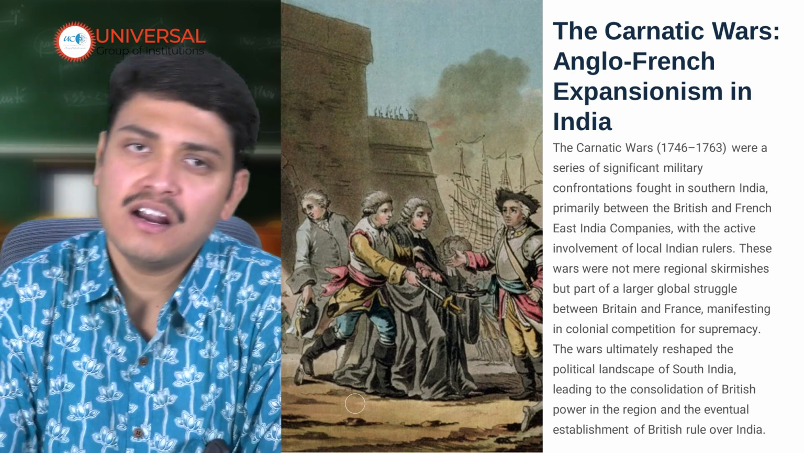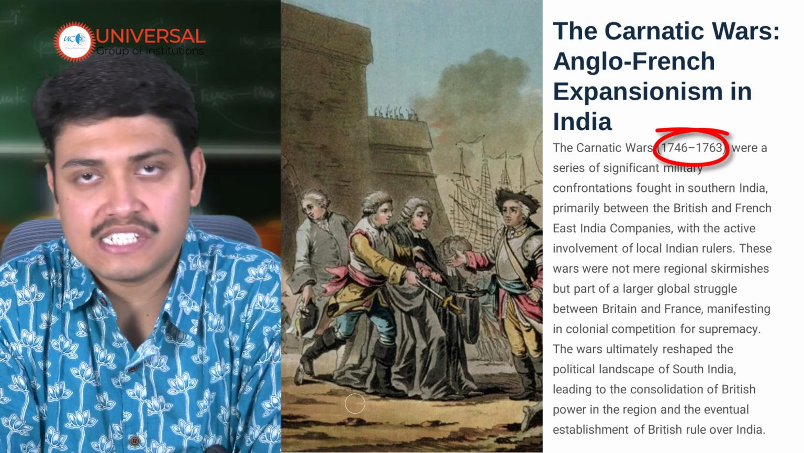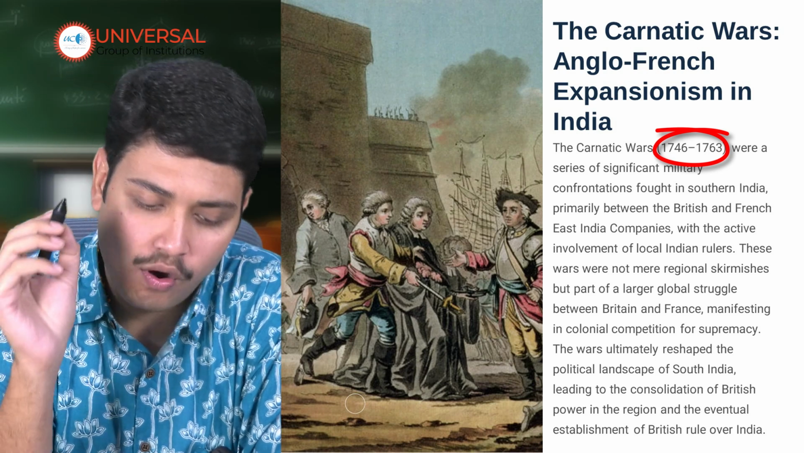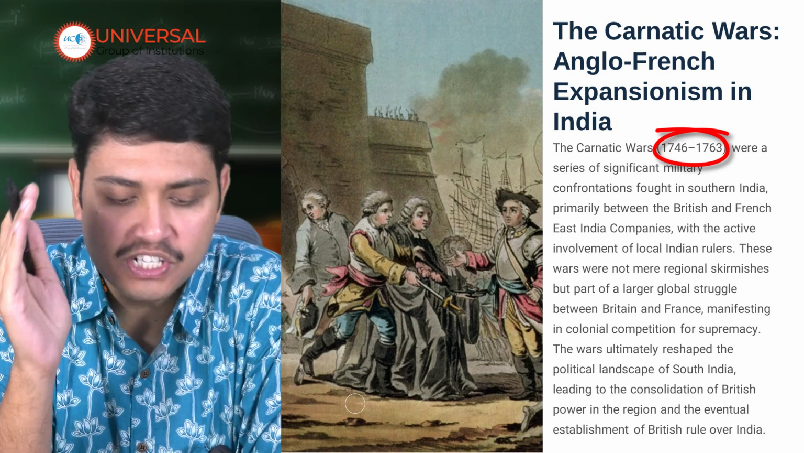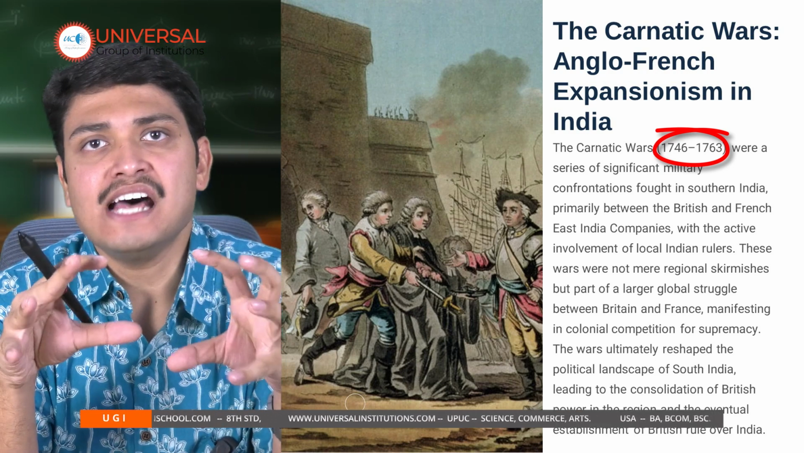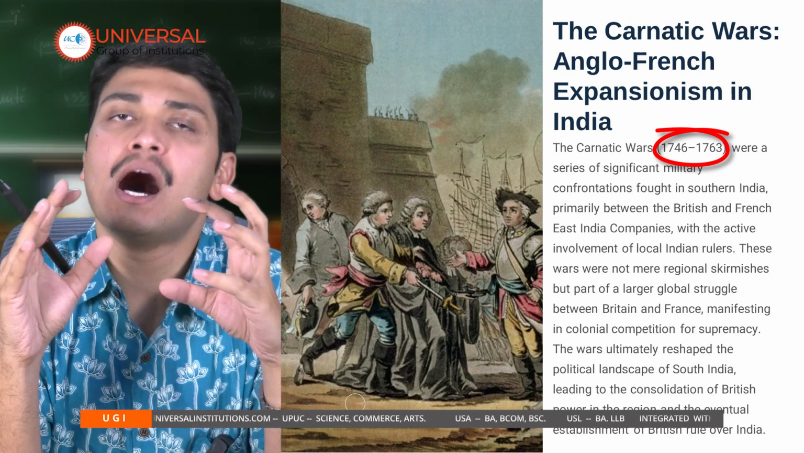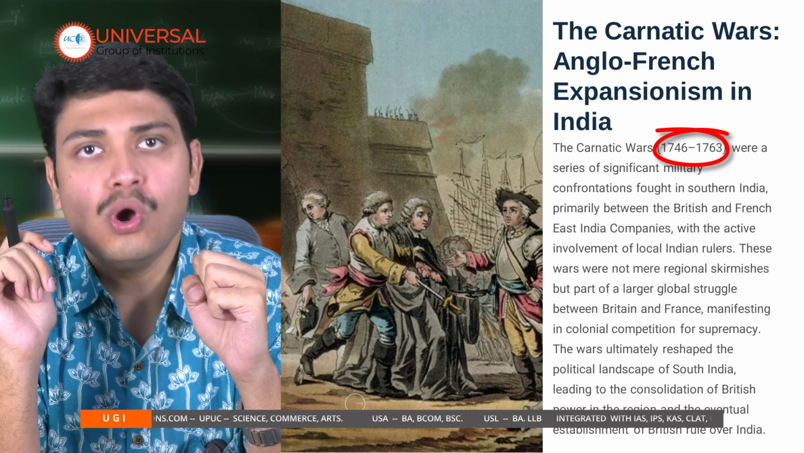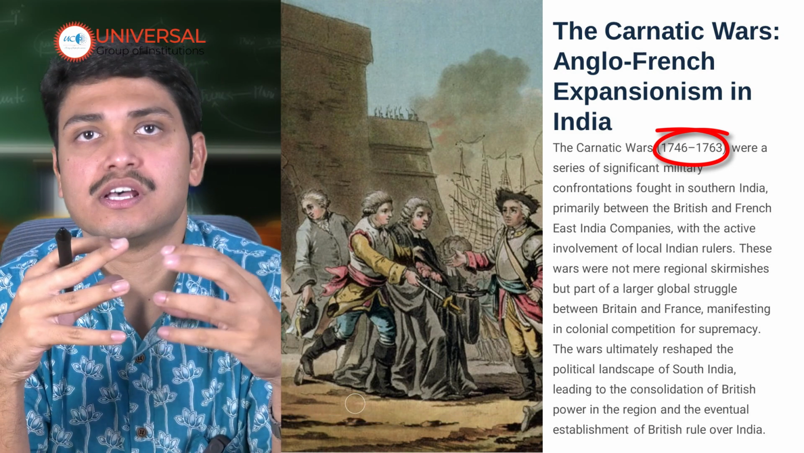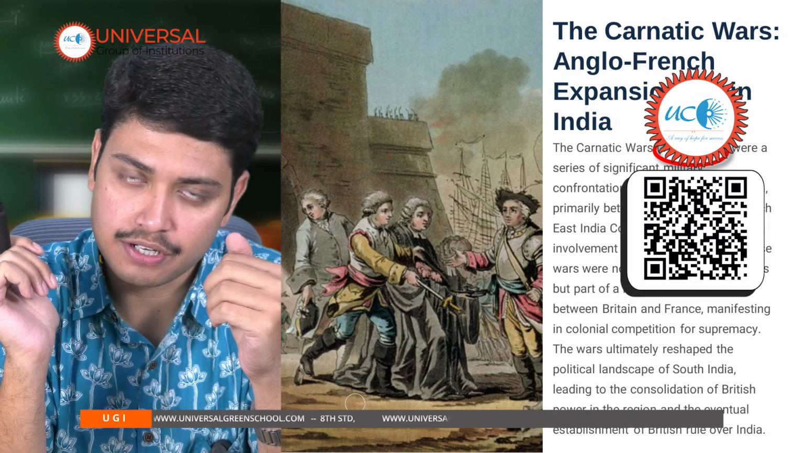Today we are going to discuss the Carnatic Wars, Anglo-French expansionism in India. The Carnatic Wars, which took place from 1746 to 1763, were a series of significant military confrontations fought in southern India, primarily between the British and French East India Companies. To say that it was a conflict between these two East India Companies would be an understatement. So, we have to understand and analyze the background and the processes that took place during the Carnatic Wars of the mid-18th century.